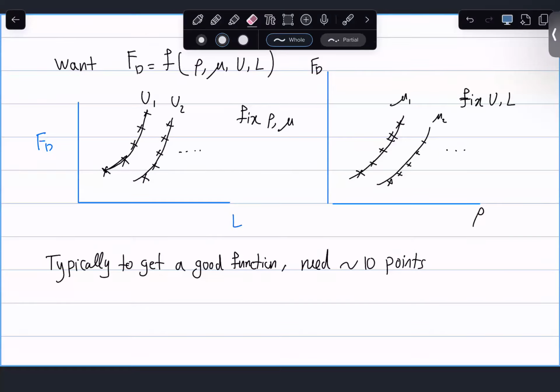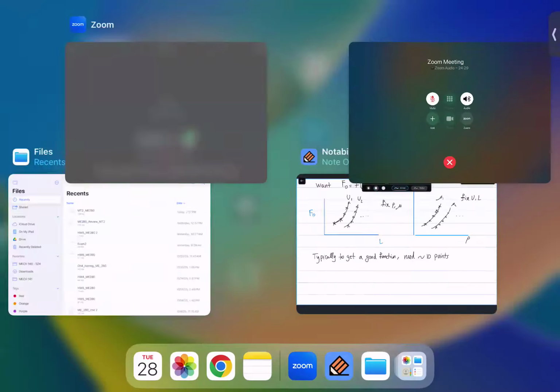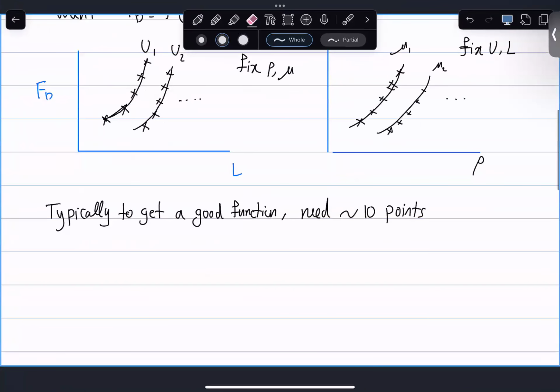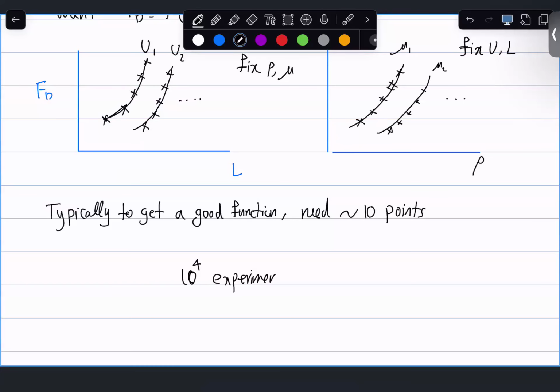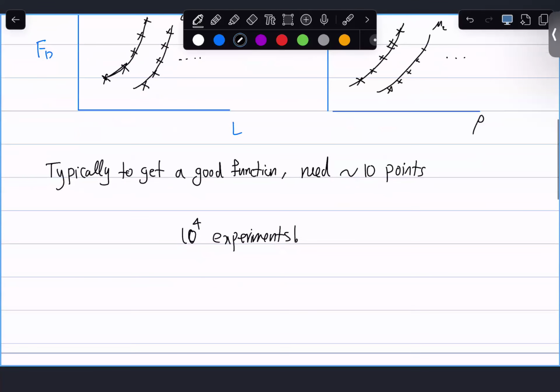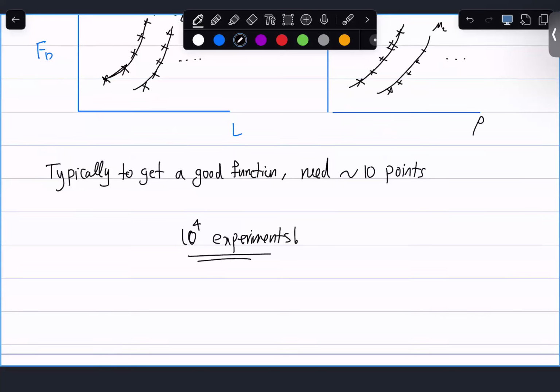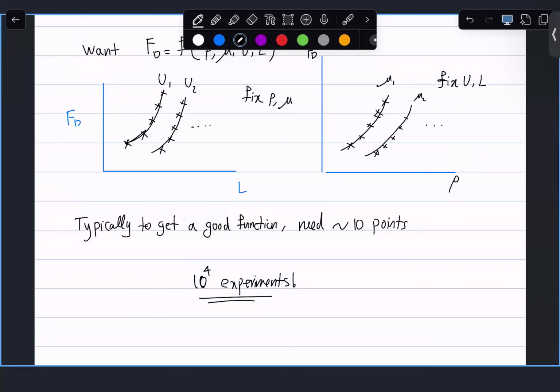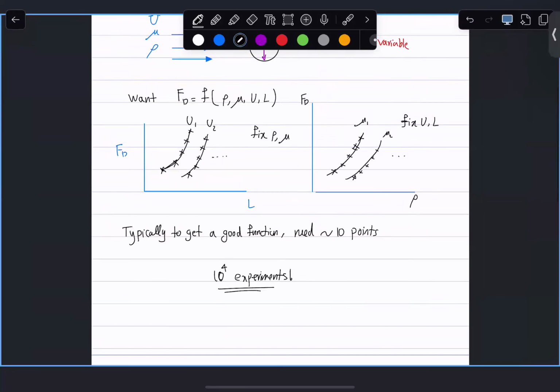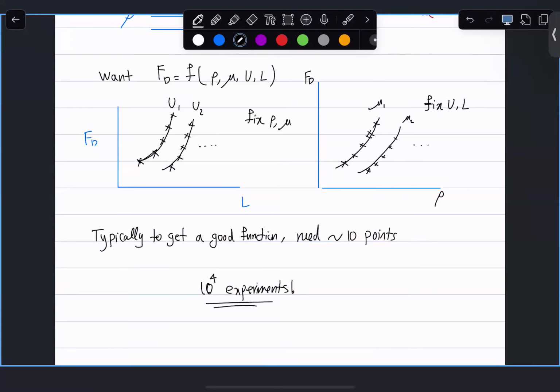So how many experiments do we need to do? We need to do 10,000 experiments. And that's, of course, a lot of experiments. Even numerically, if you're just using the computer, that's going to take forever. And if you're doing actual experiments, there's no way you can do 10,000 experiments. So that's the problem we have. When we're doing modeling, this is a big problem. So any questions so far?